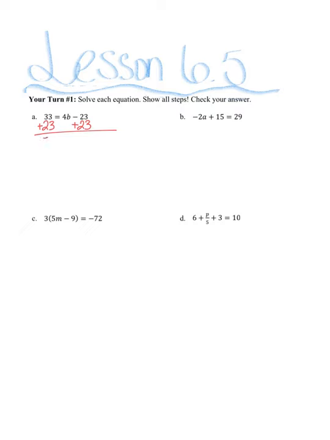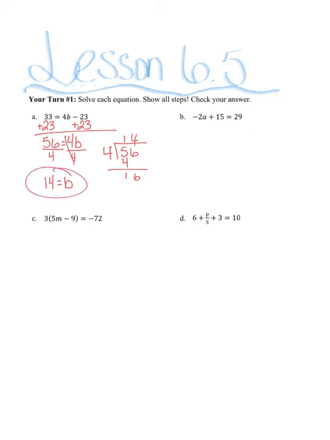So I have 56 is equal to 4b. And now we know that 4b is 4 times b. So the inverse of that is going to be to divide by 4. And on the left side, I'm also going to divide by 4. 56 divided by 4 is 14. So 14 is equal to b.